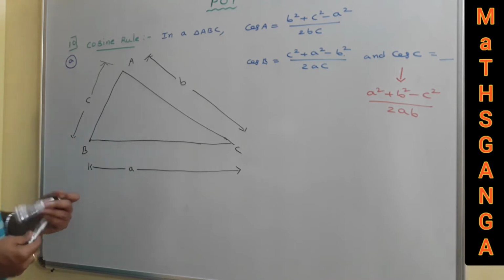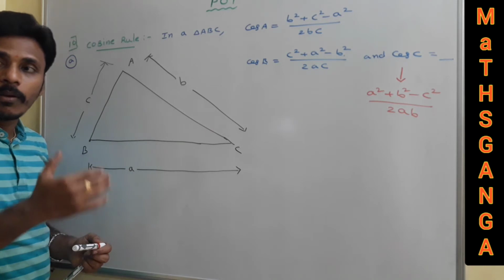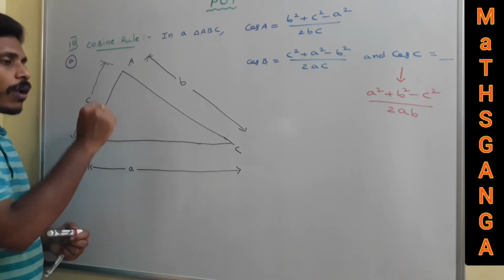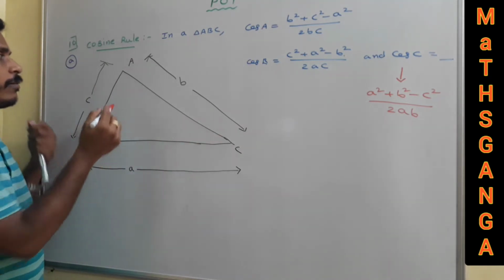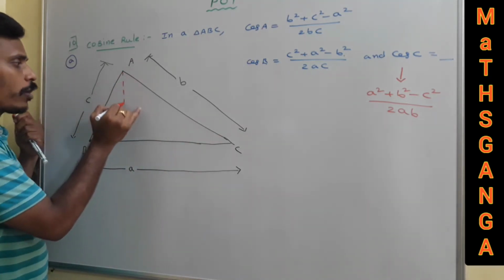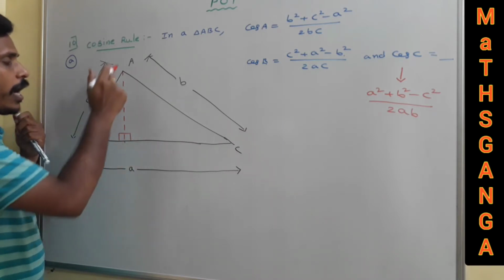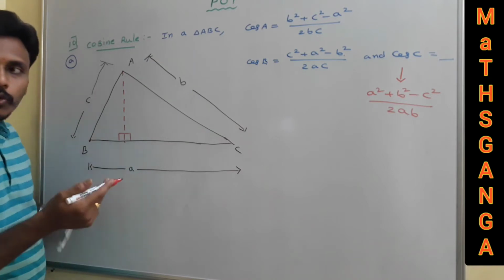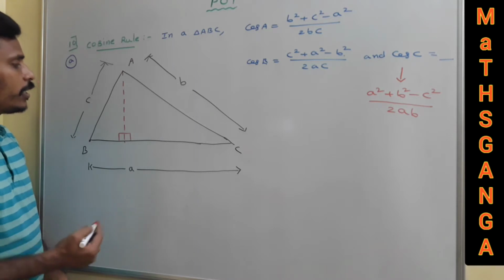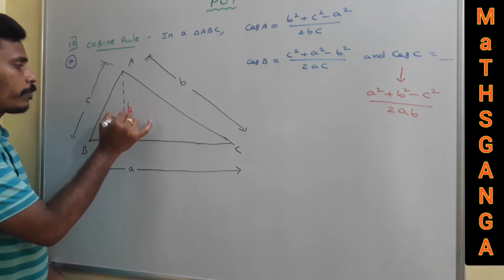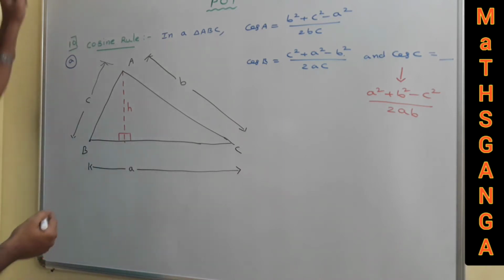My intention is that I need to construct one altitude. Altitude in the sense a perpendicular from a vertex to the opposite side. You just draw that perpendicular from any of these three vertices, and here I am drawing it from A. You have a chance to draw from B and C also. So this perpendicular is called the height as well as the altitude, the perpendicular from the vertex to the opposite side. Here you just call it some h.